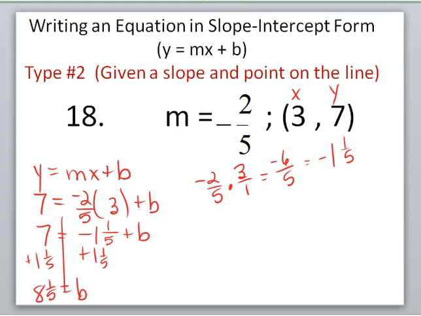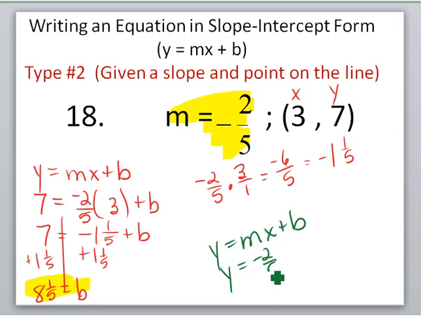So my final answer will be y equals mx plus b. I'll plug in my m, and I'll plug in my b to get y equals -2/5 x plus 8 1/5.